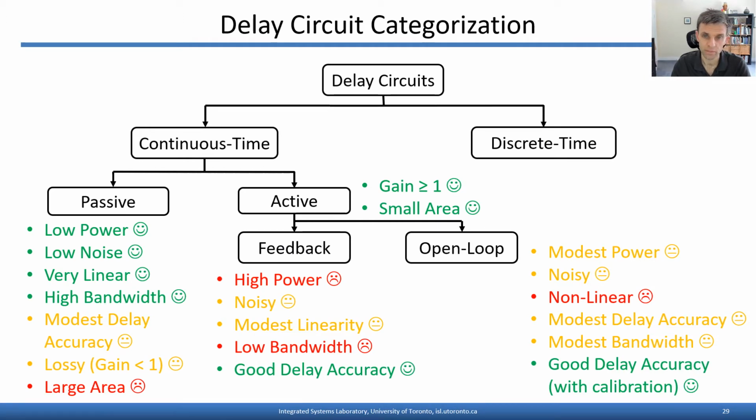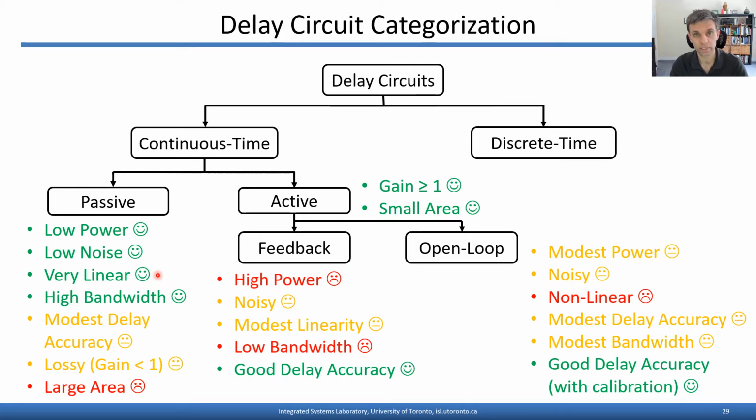Now delay circuits can be categorized as shown on this slide. Remember that for this presentation we're focused primarily on continuous time delay circuits. And those can be categorized as arising from passive components only, or those that make use of active elements. Passive analog delay circuits generally have lower power consumption, introduce less noise, can be very linear, and have higher bandwidth than circuits that make use of active elements, precisely because they avoid the power consuming and noise inducing and nonlinear active devices. That is, transistors.